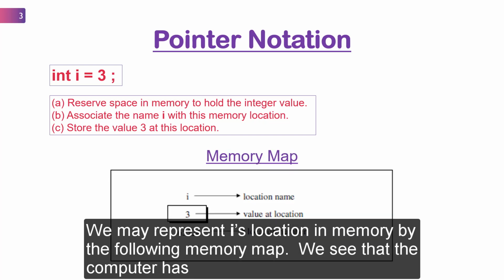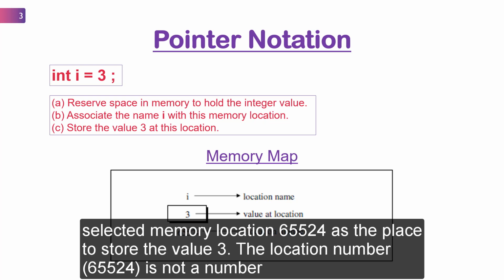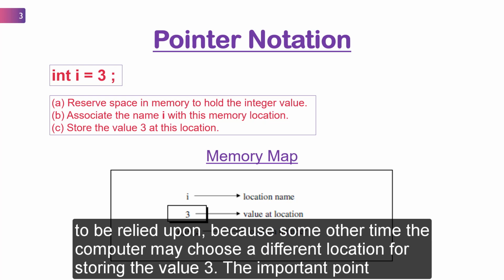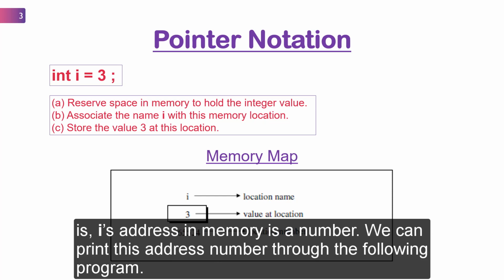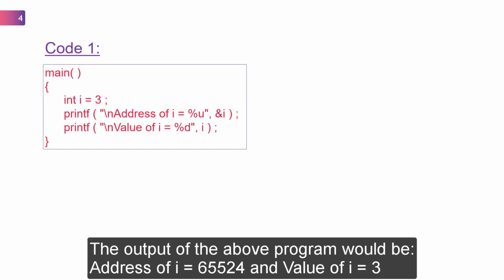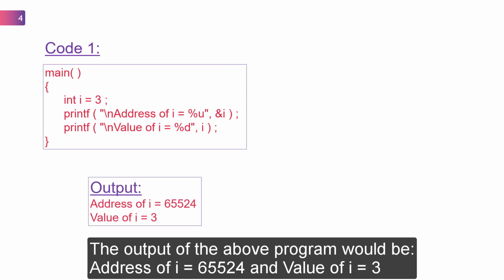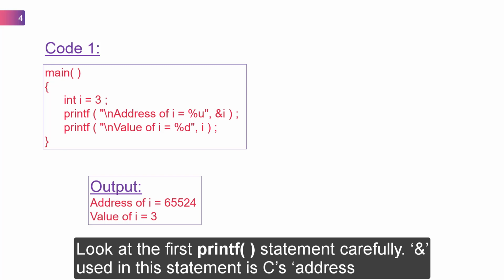We see that the computer has selected memory location 65524 as the place to store the value 3. The location number is not a number to be relied upon, because some other time the computer may choose a different location for storing the value 3. The important point is that i's address in memory is a number. We can print this address through the following program. The output of the above program would be: address of i = 65524 and value of i = 3. Look at the first printf statement carefully.